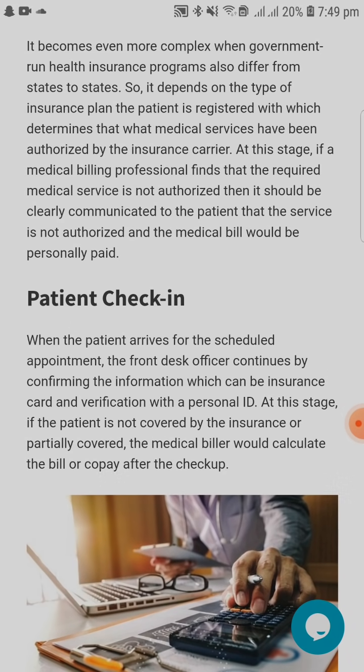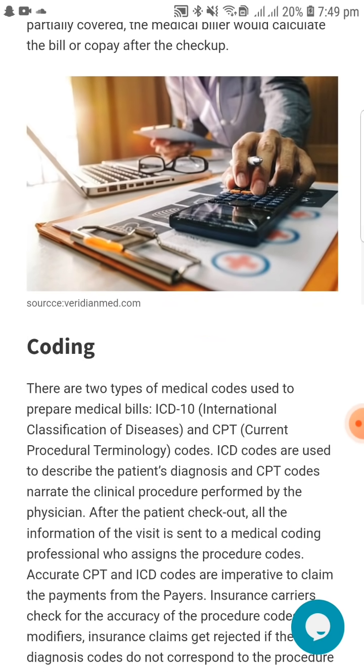Patient check-in. When the patient arrives for the scheduled appointment, the front desk officer continues by confirming the information, which can be the insurance card and verification with a personal ID. At this stage, if the patient is not covered by the insurance or is partially covered, the medical biller would calculate the bill or copay after the checkup.